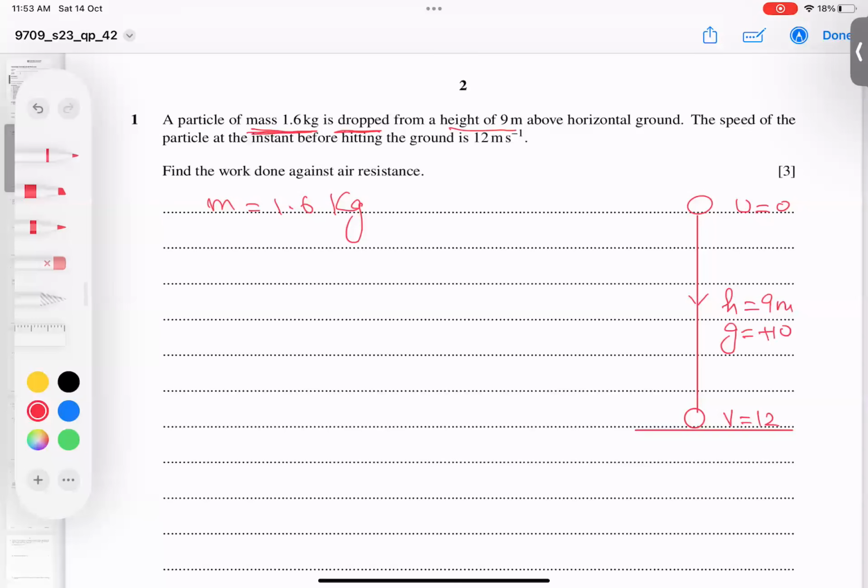Going upwards, you know it very well, is negative 10. Coming downward, positive 10. These are nothing hard to know. And what is our target? Find the work done against resistance.